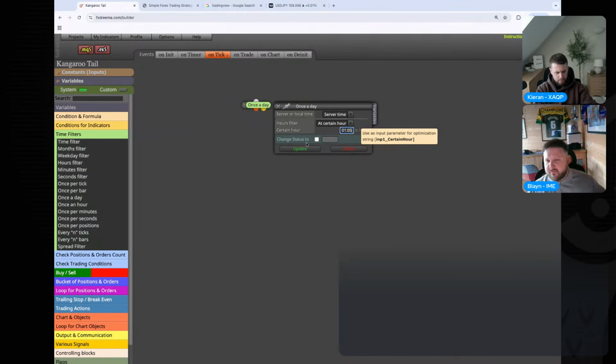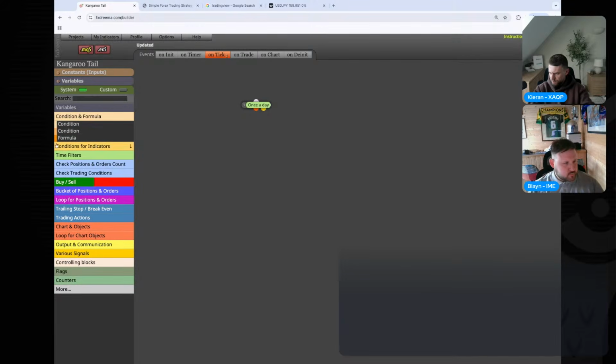So we're going to do it at 01:05, because that's roughly about 5 minutes after the market opens on my broker, which is Darwinex. Again, every broker is different. You just need to check your symbol settings to see when the market opens, and you set it just a couple of minutes after that. Once per day at 1:05.